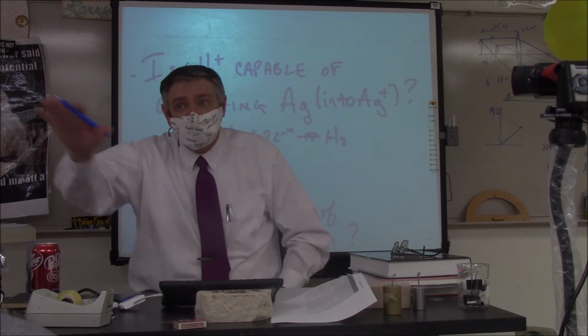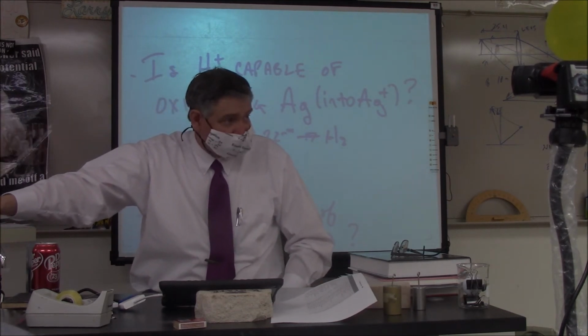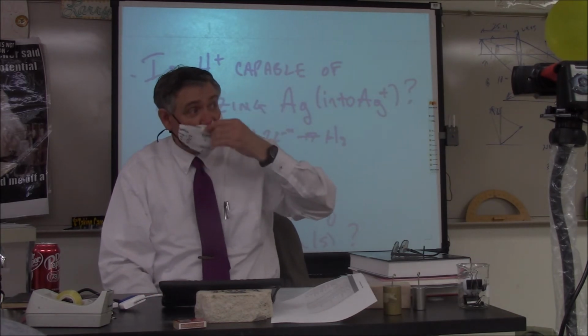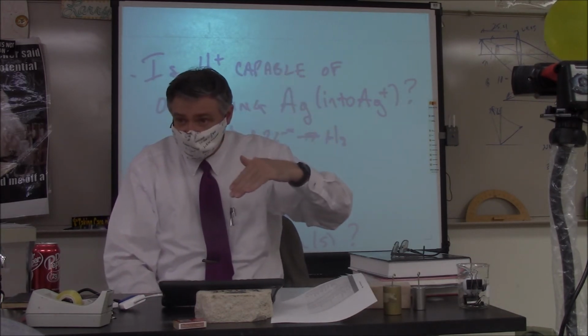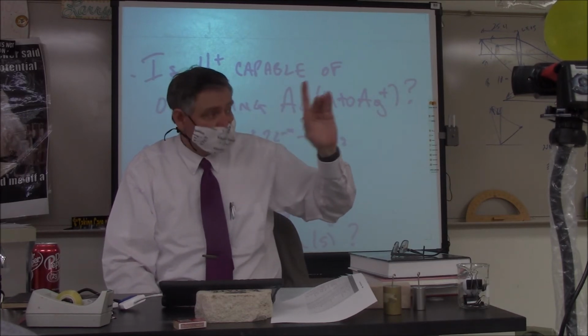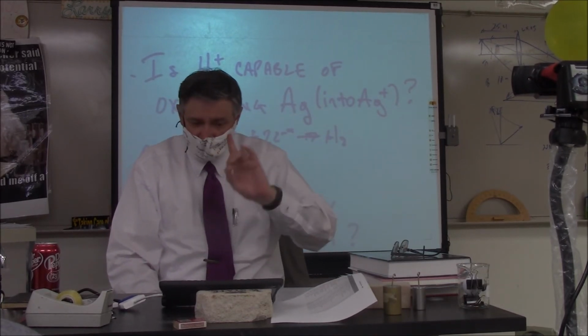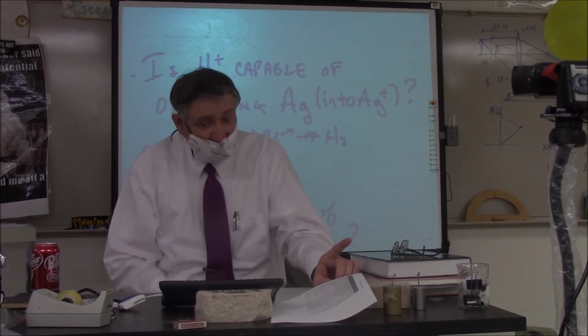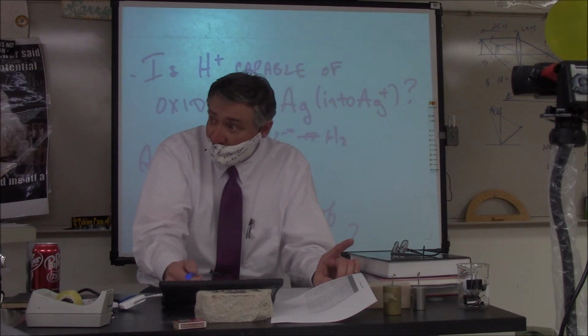Guess what? It's not going to happen. Okay? You're going to have a negative E naught value. If you play the over-under game, where is silver in relation to hydrogen? Above it, right? Not going to happen. Now, this is why we use silver in jewelry, because this reaction doesn't happen, okay?